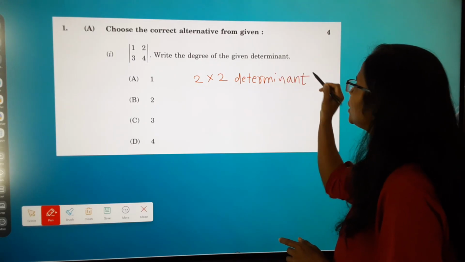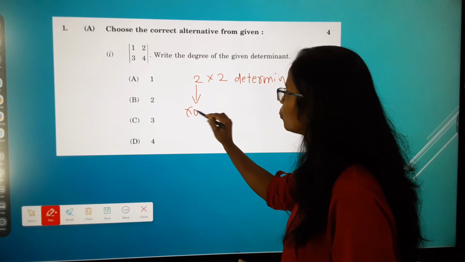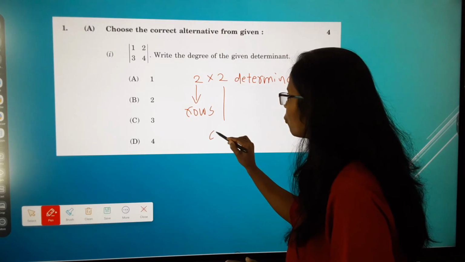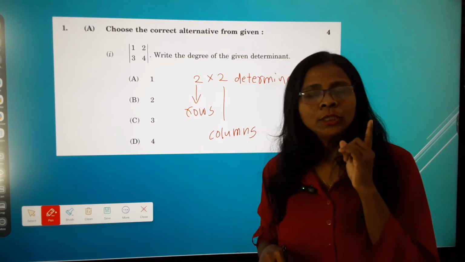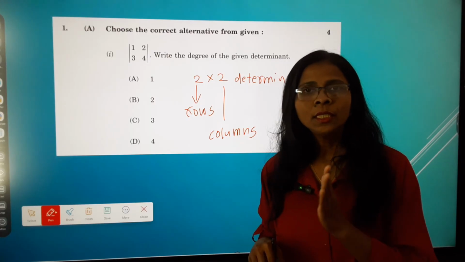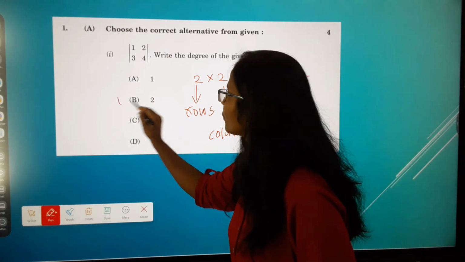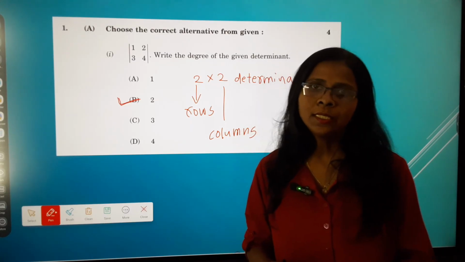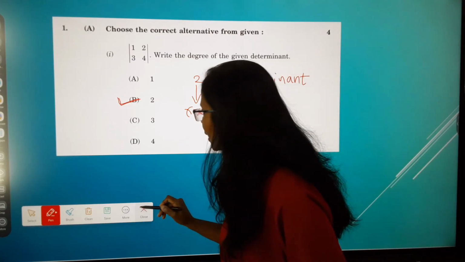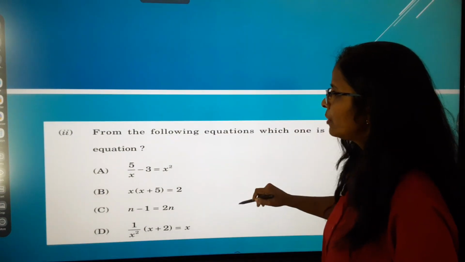A 2 by 2 determinant means there are 2 rows and 2 columns, and that's why we say the degree is 2. The answer is degree 2. So option B is correct. Option B, 2, is the correct answer. Then students, see the next question.